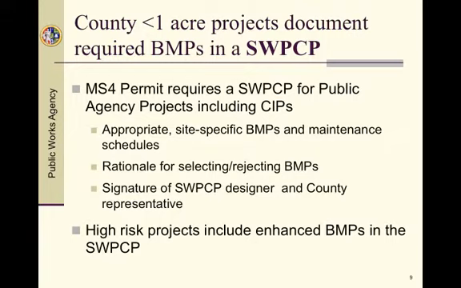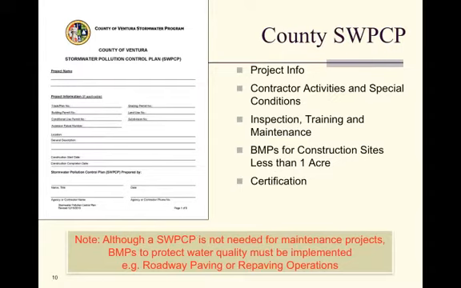Here's an example of the SWPCP form. Here's just the front sheet of it. Basically it shows your project information, contractor activities, and special conditions that are going to be expected on site, inspection and training, maintenance requirements, and on the second page there's a list of all the different types of BMPs that you have to justify if they're going to be used on site or if not, and then of course the certification requirement.